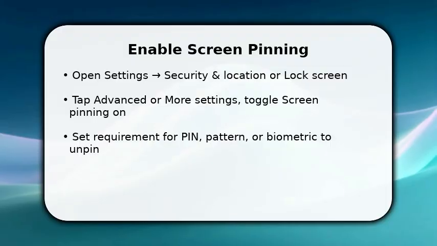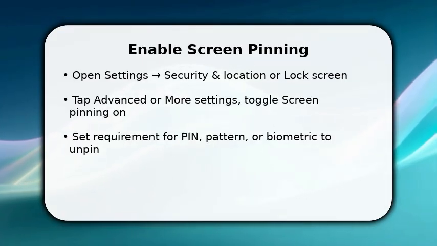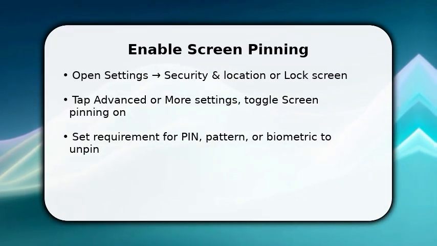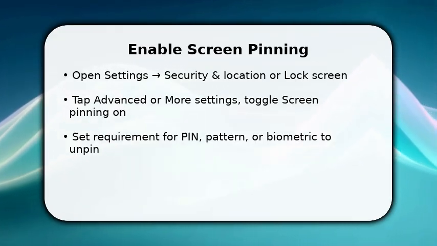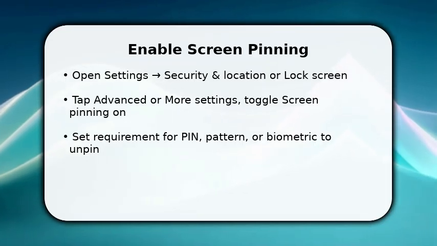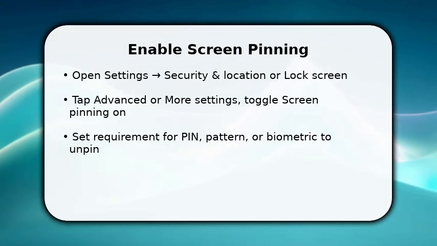You start by turning on the feature so you can pin apps. Open Settings, go to Security or Lock Screen, then Advanced, Enable Screen Pinning. Once done, choose whether unpinning requires your PIN, pattern, or fingerprint. Make sure this is set for security. You need this active before pinning any app.